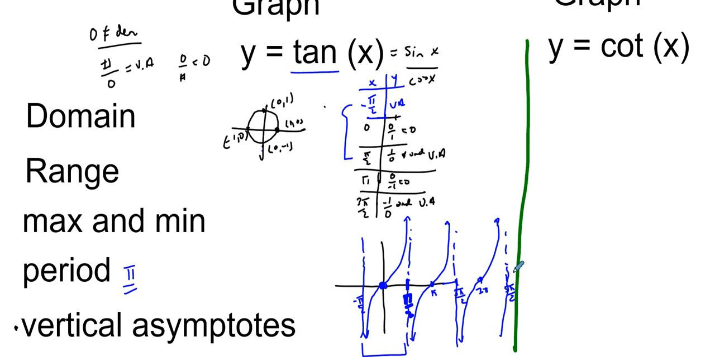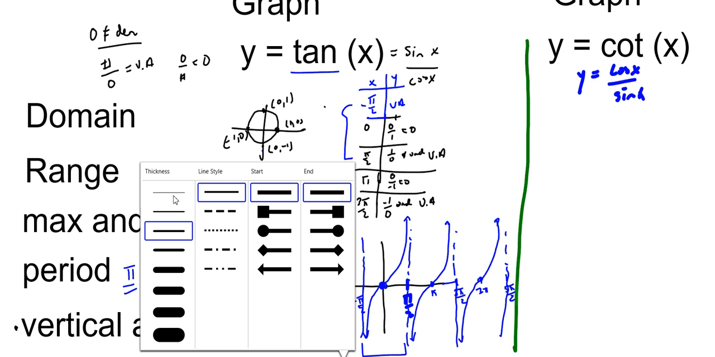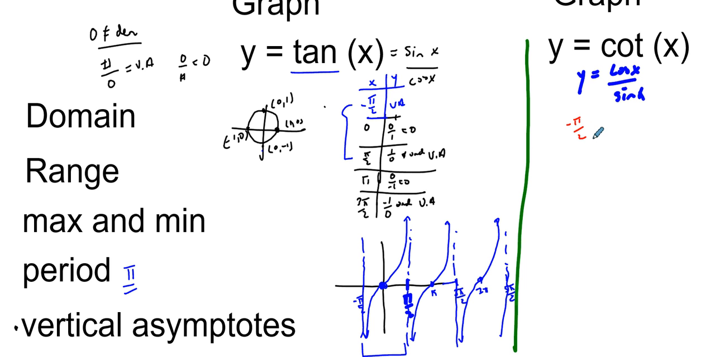Okay, and what you see with cotangent is that cotangent is cosine of x over sine of x. And so the things are just going to be changed up a little bit. So if I go through the same process, let's see what happens when we go negative pi over 2, and I go to 0, and I go pi over 2, and then I go up here at pi. Okay, and we go 3 pi over 2, and so on and so forth.